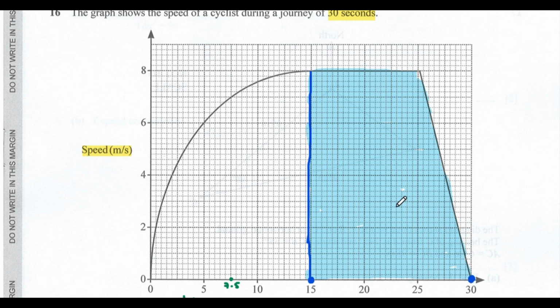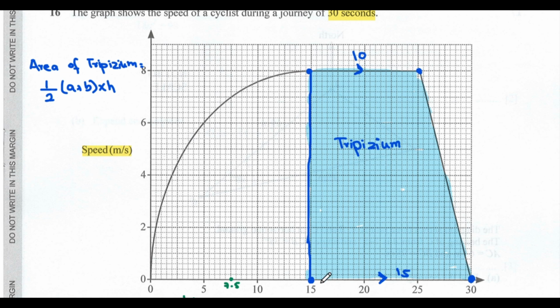So this blue region is the area, and you know this shape is a kind of trapezium. So we will calculate the area of this shape by considering the formula of area of trapezium, which is 1 over 2 a plus b times height. A and b are the parallel sides, so these two sides are parallel. For this upper parallel line, the length would be from 15 to 25, so it is 10 units. And for this lower parallel side, the length would be between 15 and 30, so it is 15 units. And the other straight line is the height of the trapezium, which is 8.